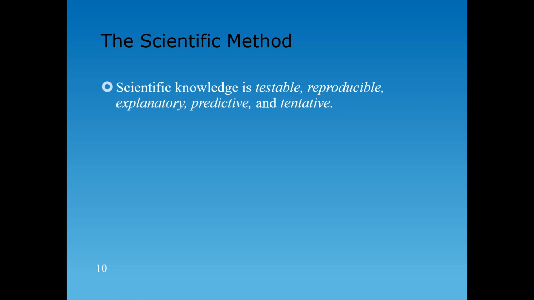Now, the first thing you need to recognize is that scientific knowledge must be testable, reproducible, explanatory, predictive, and tentative. These are all important, right? I can't even say which one is more important. But let me just highlight reproducibility.